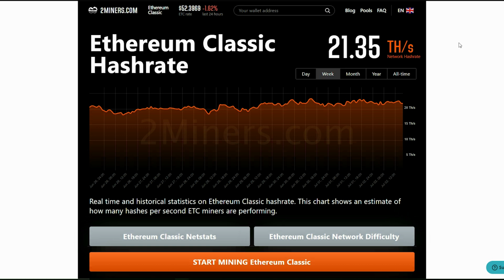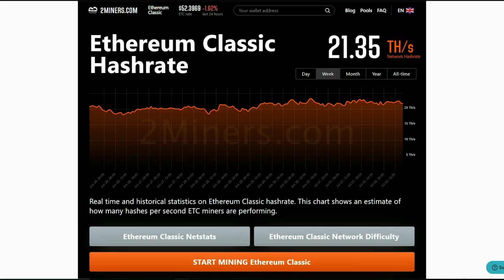If you've noticed, we are seeing 21 terahashes per second on the network. When we received a 51% attack, it was under that 10 terahashes per second on the network. And that's because Ethereum Classic and the overall crypto market is getting pounded, and a lot of miners are leaving China. We're still above that 20 terahashes per second on the network, and it's only going to rise as time goes on.